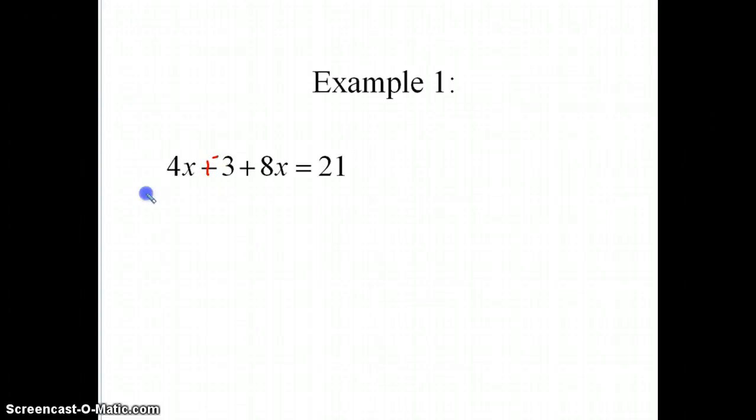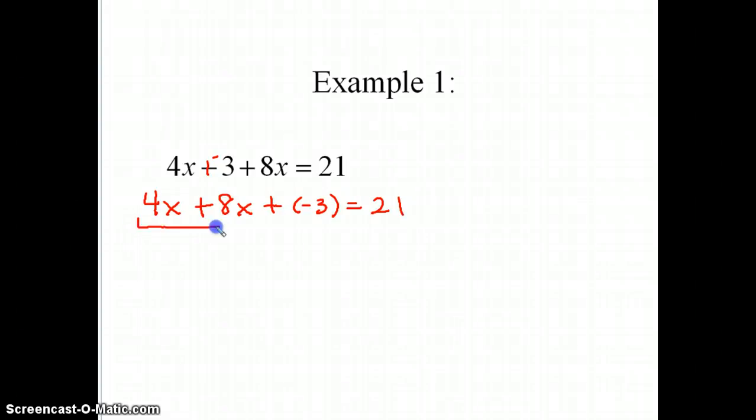I will now use the commutative property of addition and move 4x plus 8x together, plus a negative 3, is equal to 21. Since I have the two like terms together, I will add the 4x and the 8x together, and I end up with 12x. Now, I have a double sign of plus a negative 3. I'm going to use the definition of subtraction again to move it back to a subtraction problem. So I end up with 12x minus 3 equals 21.